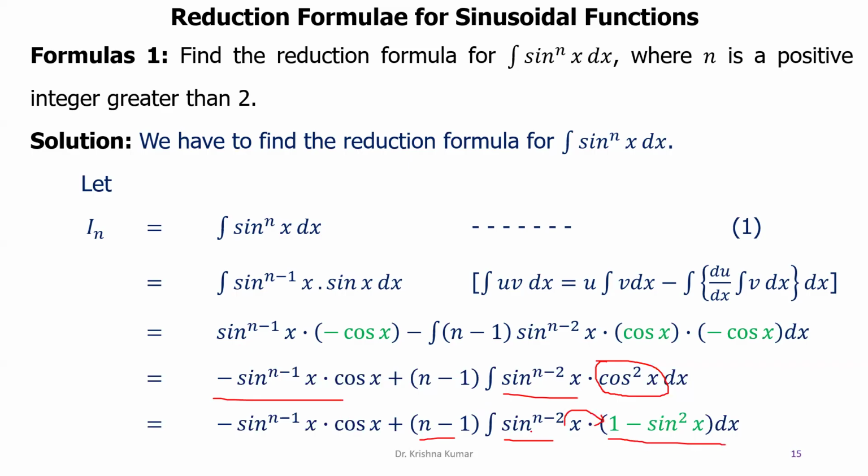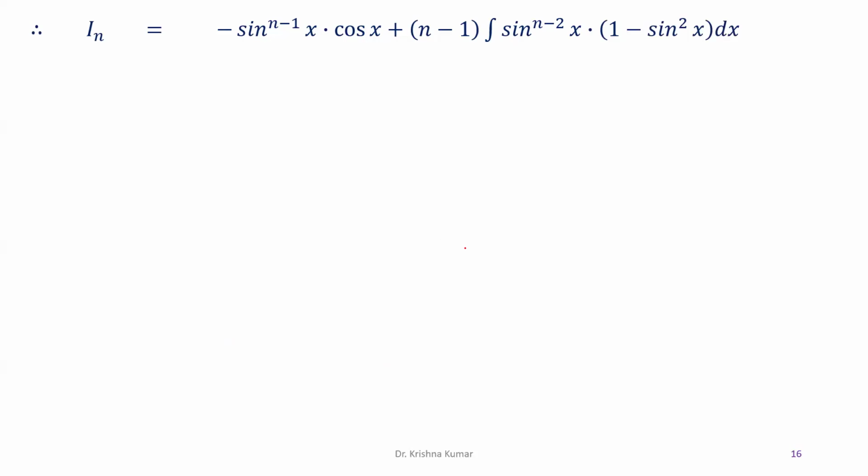So we have to multiply sine to the power n minus 2 x with 1 and sine to the power n minus 2 x with sine square x. So I_n is equal to minus sine to the power n minus 1 x into cos x, plus (n minus 1) into the integration of sine to the power n minus 2 x into (1 minus cos square x) dx.